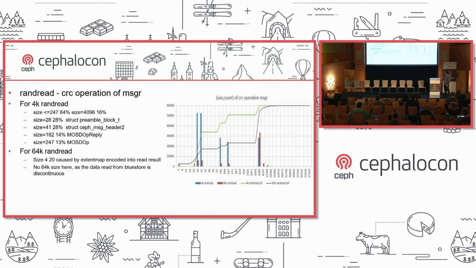But for the 64K random read and write, we can see here that the 64K random read is a further read, so it has metadata to describe the offset and the length to read. It will encode this into the read results. So there is some metadata to describe the read result, and there is no big size, as the data read from BlueStore is discontinuous.